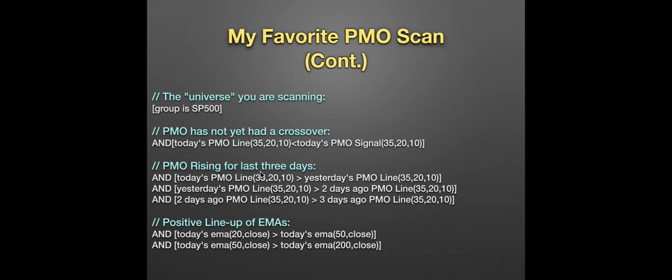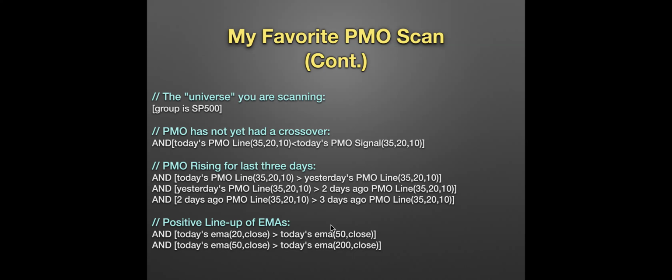And I want the PMO to be rising for the last 3 days. So I say today's line is greater than yesterday's. Yesterday's is greater than the one 2 days before that. And 2 days ago's PMO line is greater than 3 days ago. So that gives me the last 3 days of a PMO rising.